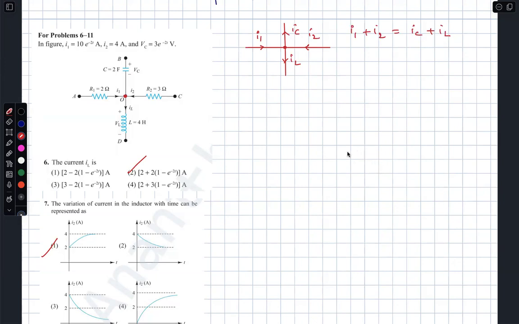Sir, how do you know the direction of VC? Yes, good question. They have given VC, and VC is decreasing. If it is decreasing, the direction of the current, I mean, battery is discharging actually.